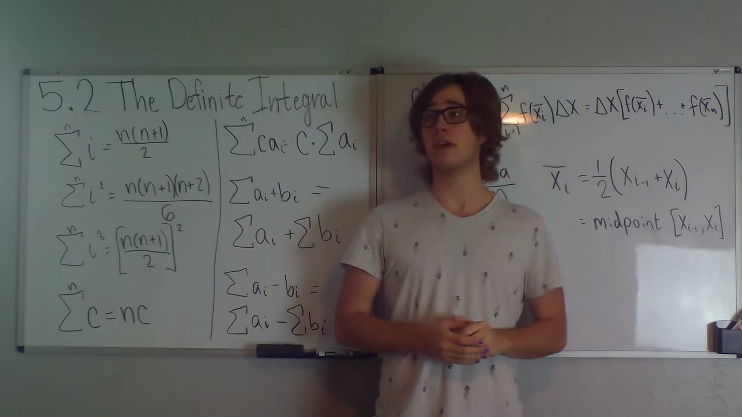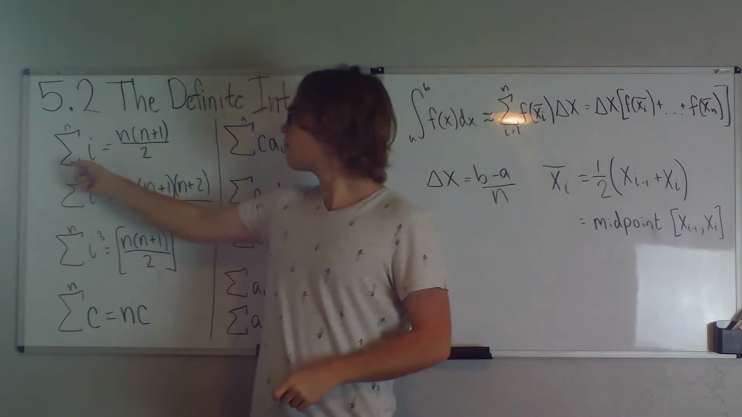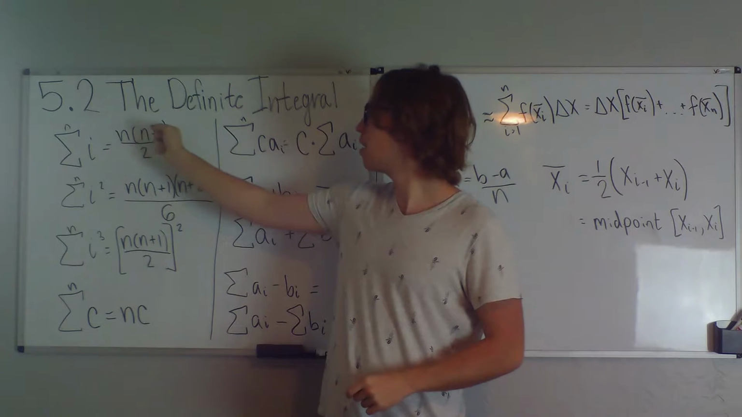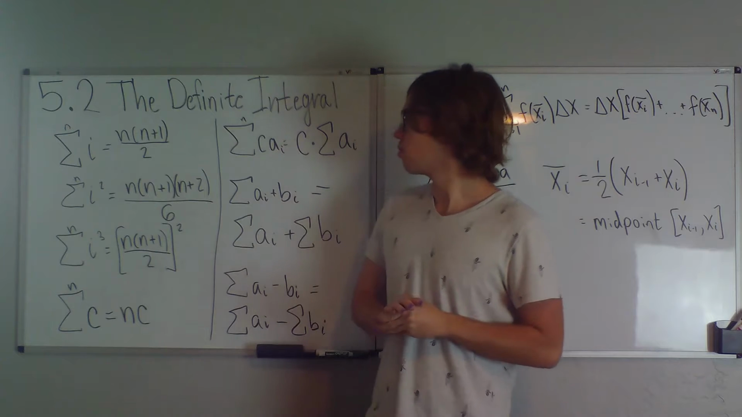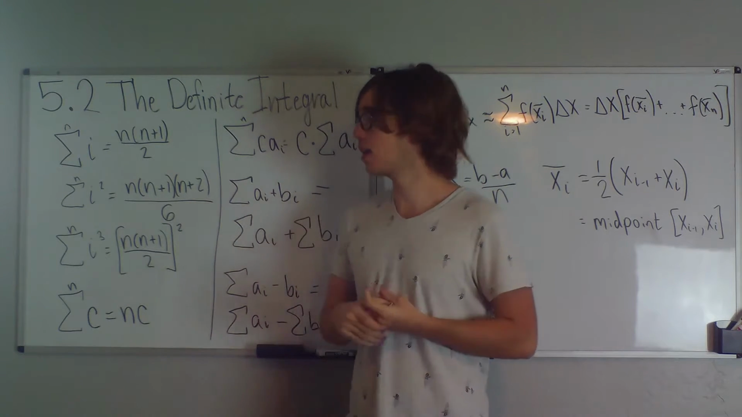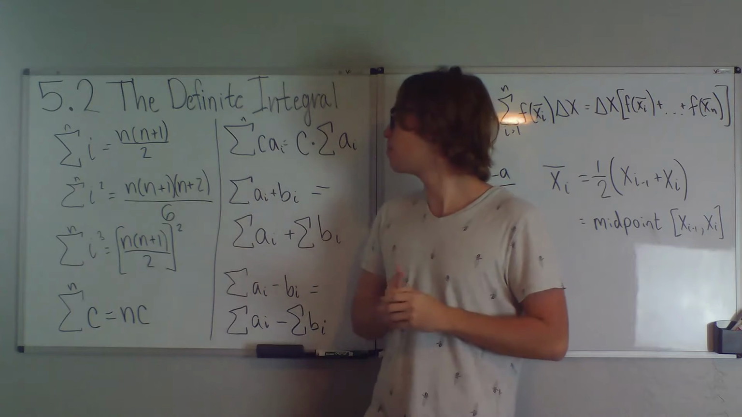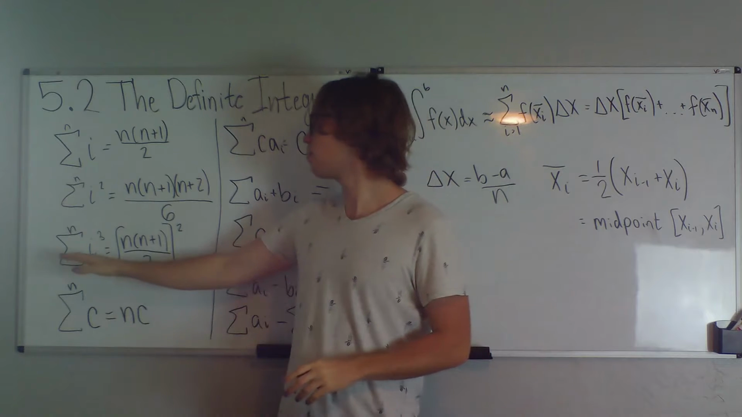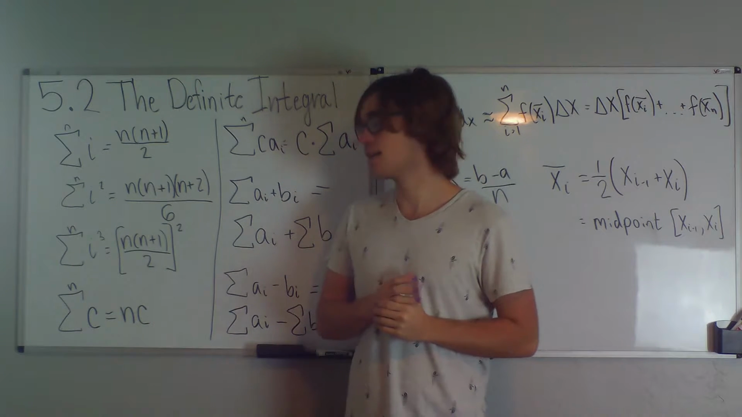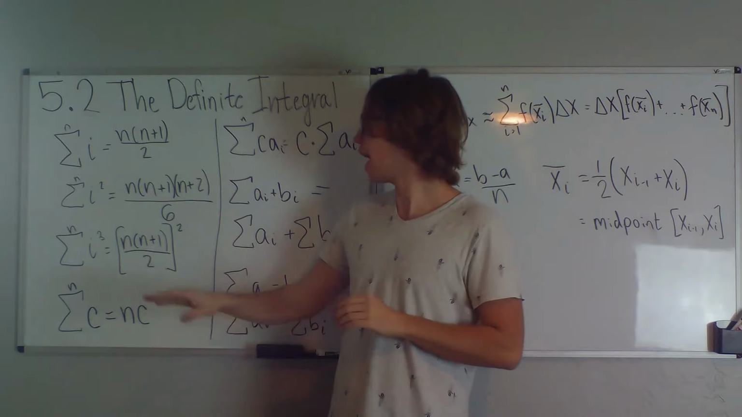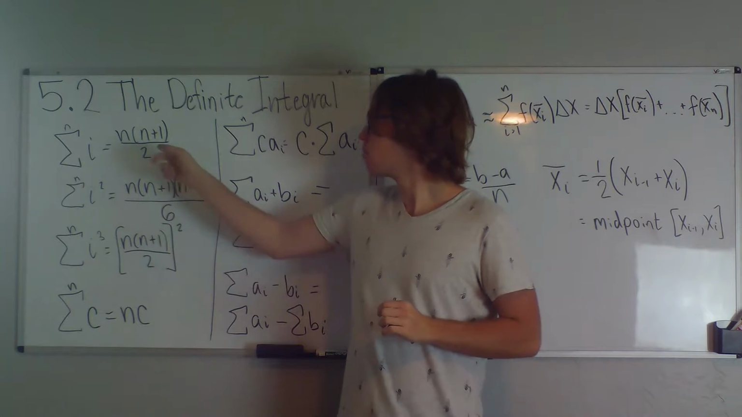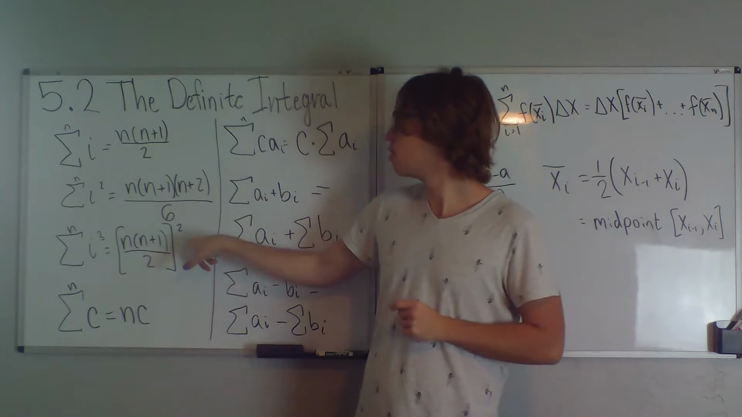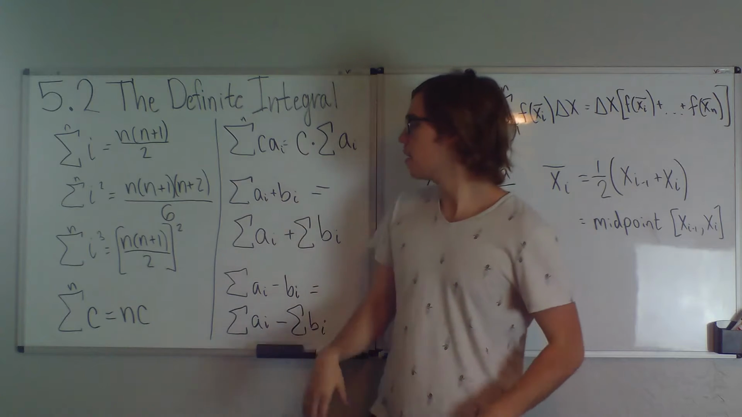Now we are on to some summation laws. We have the sum from i equals 1 to n of i is equal to n times n plus 1 divided by 2. We have the sum from i equals 1 to n of i squared is equal to n times n plus 1 times 2n plus 1, all divided by 6. And then we have the sum from 1 to n of i cubed is equal to, well, the sum of i, squared. It's n times n plus 1 divided by 2 squared. Okay, cool.